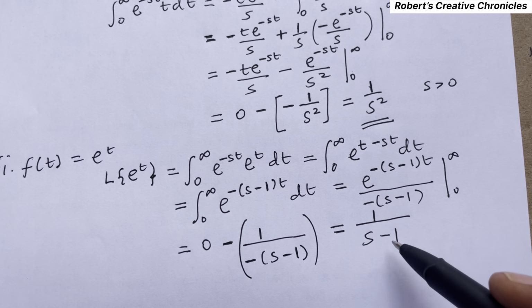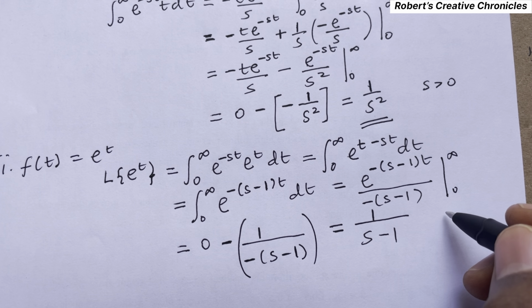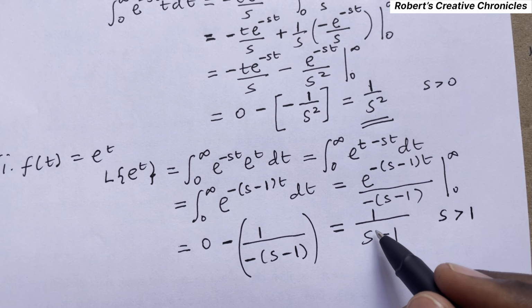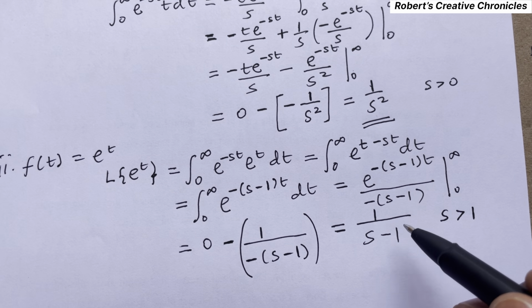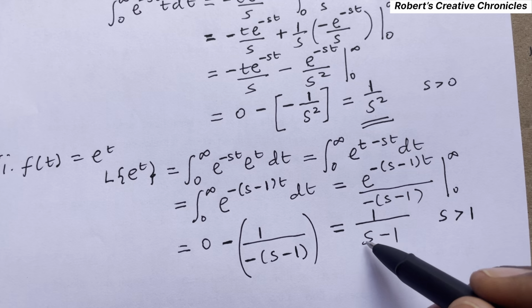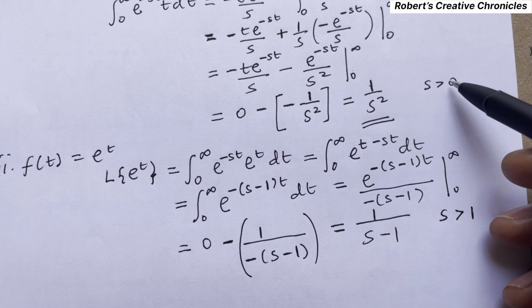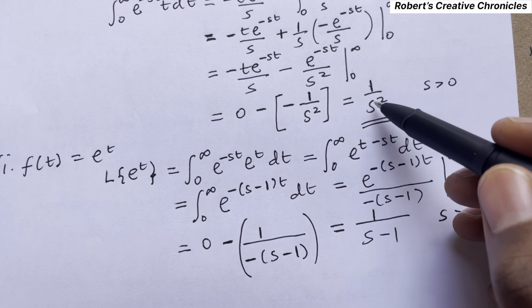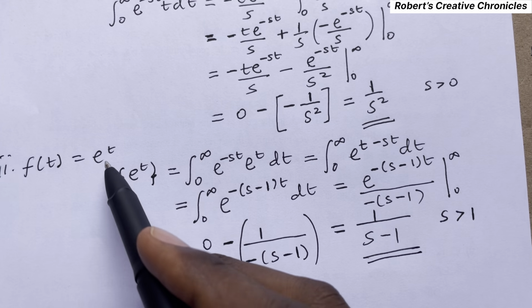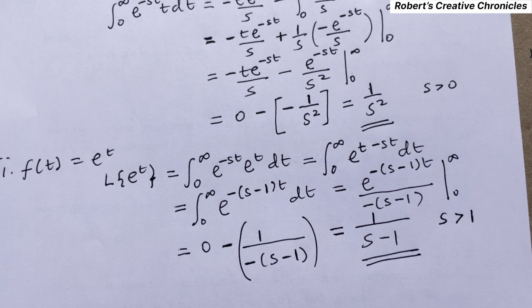Usually, in Laplace transform, we don't want the denominator to be 0. That is why in this case, we'll say where s is greater than 1. Because if s is 1 here, it will be 1 minus 1, which is 0. If it's 0, the whole expression will be undefined. If s is 1 here, it will be 1 over 0, which is undefined, or infinity. So we don't want that. So the Laplace transform of exponential t is 1 over s minus 1. So now, the final one.